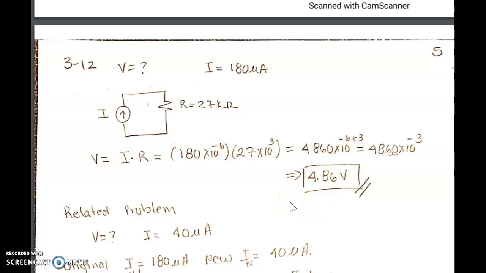In 3.12, this is interesting because we are so used to seeing a voltage source here. Now we have a current source. Current sources can be used, but it's usually customary that we use a voltage source. In this case, they are saying that there is a current source and they're giving us the direction of the current source. And they're giving us the value and they're asking for the voltage. So again, we use Ohm's law to solve for it, and we find out that we get 4.86 volts.